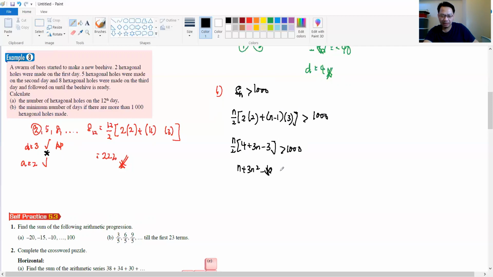To move it here, it becomes 2000. Move to the left, it becomes negative 2000 more than 0. So we rearrange it into what we call the general form: 3n squared plus n minus 2000 more than 0. Guys, this is something we already learned. If you still remember, for those my CBN girls, this one we already learned.